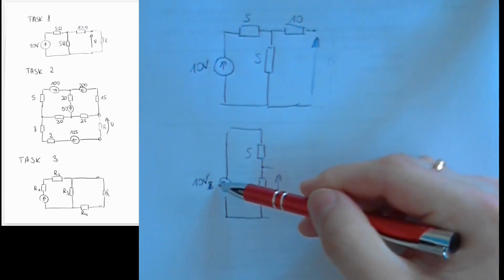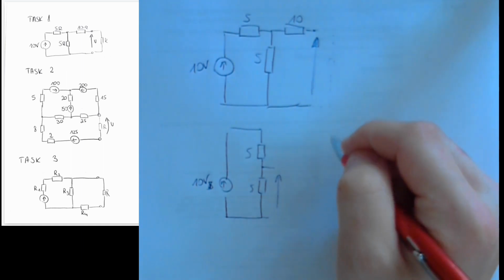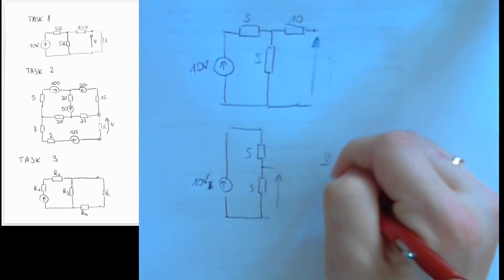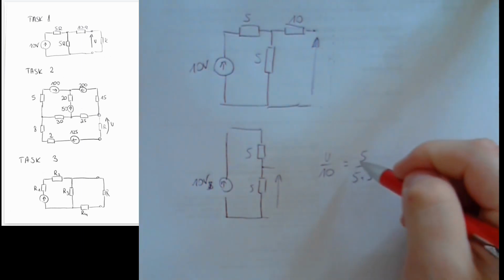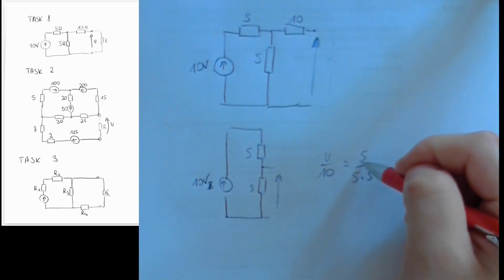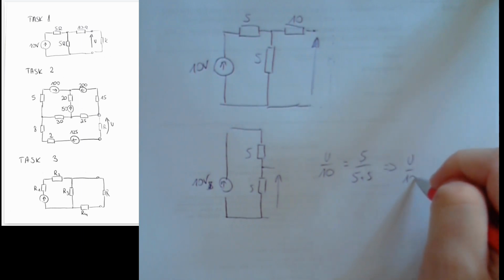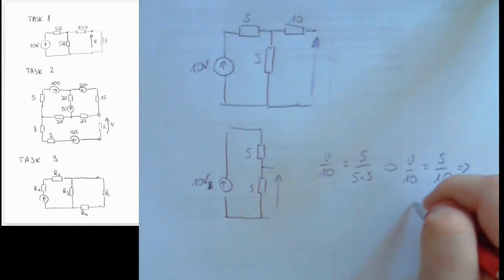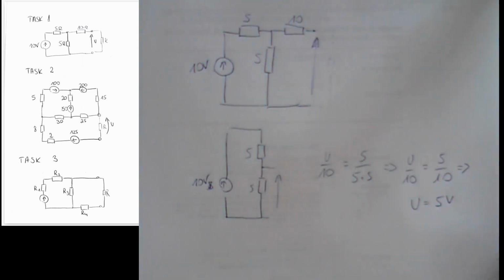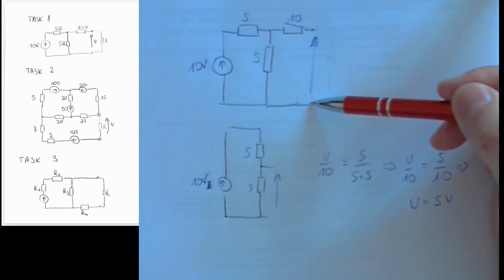the voltage is half of the input voltage, so we can formally write it down as U over 10 is equal to 5 over the sum of these two resistors. Okay, so this is the resistance of the first resistor, and this is the sum of these two. So from this we know that U over 10 is equal to 5 tenths, so U is equal to 5 volts. Okay, so now we calculated what is the voltage in case of open circuit right here.